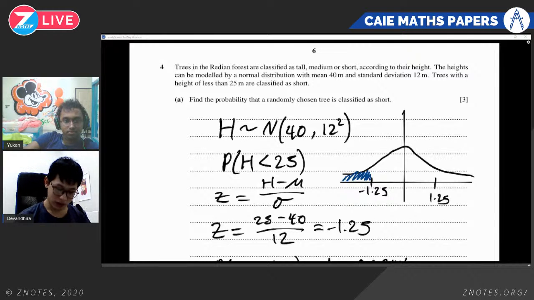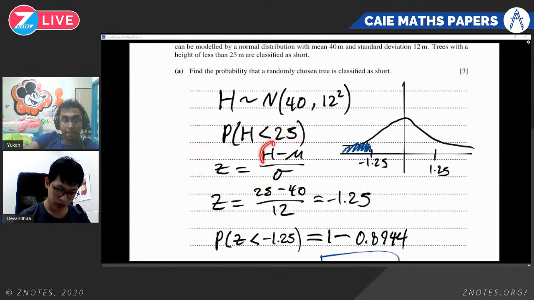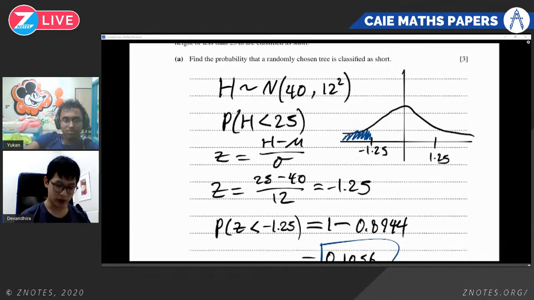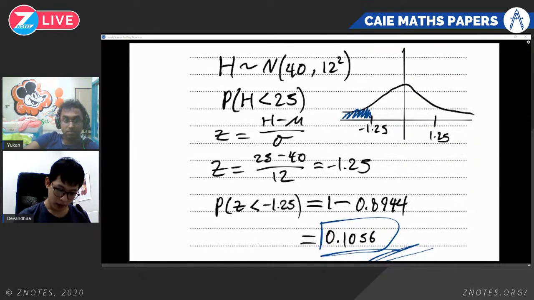Okay, so this is the formula for standardizing. Basically, we want to find what's the z value from h. What does 25 correspond to in terms of our standard normal distribution? So we can find that using this formula. We have the value, which is 25, minus the mean, over the standard deviation. So 25 minus 40 over 12. You can just put that in your calculator and you get negative 1.25. And because it's less than, of course, you have to follow the inequality sign, but this time you convert from 25 to negative 1.25.